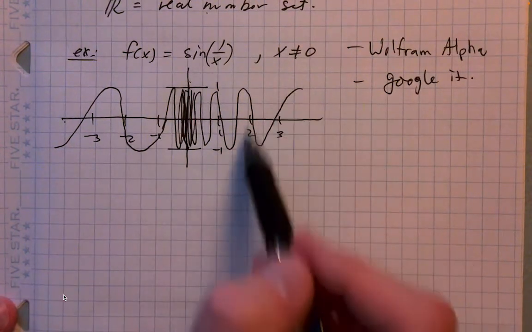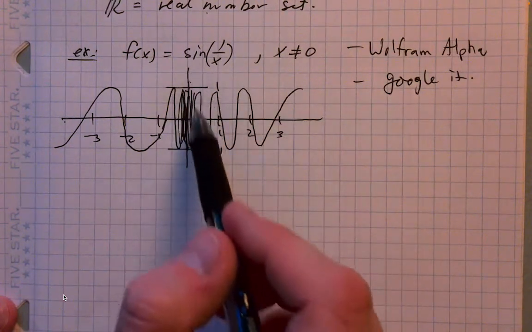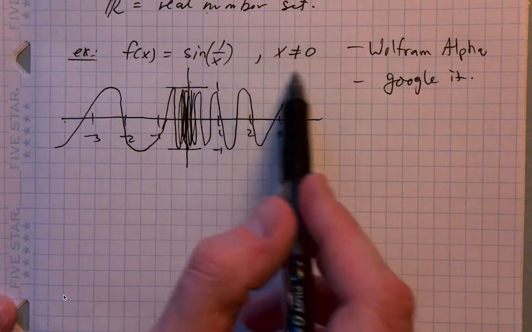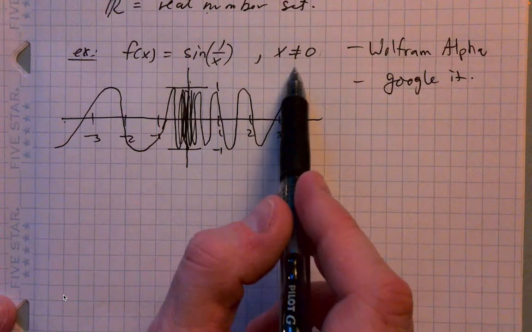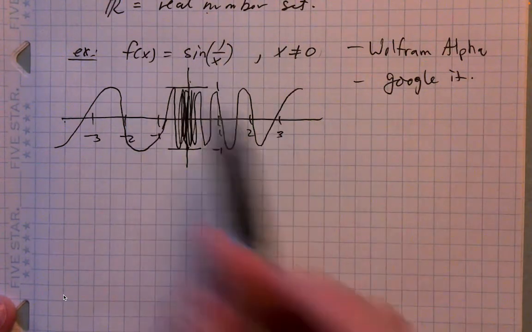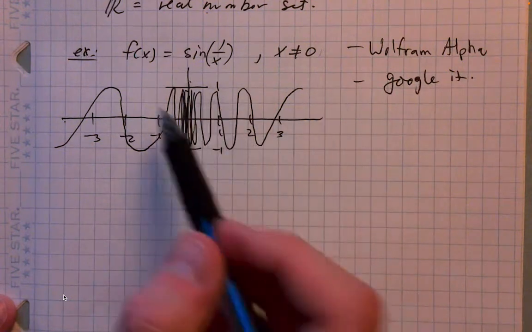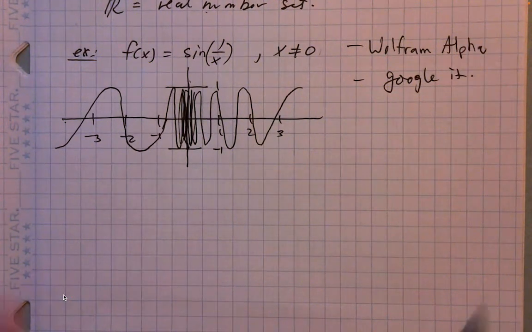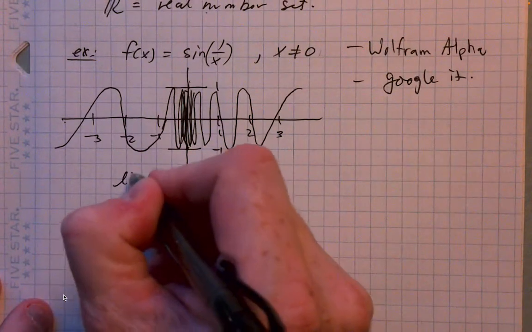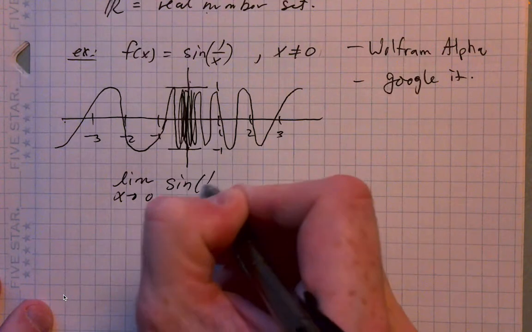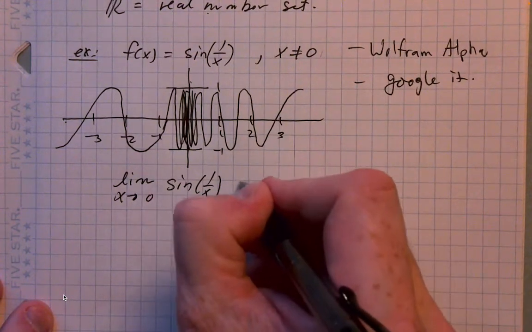But the idea is that you can imagine that as the oscillation rate increases, when you get arbitrarily close, infinitely close to this value of x, then the rate of oscillation is so rapid that it's as though the function almost exists in two places. Okay, so what we would say then in the case of this is that the limit as x approaches 0 of the sine of 1 over x does not exist.